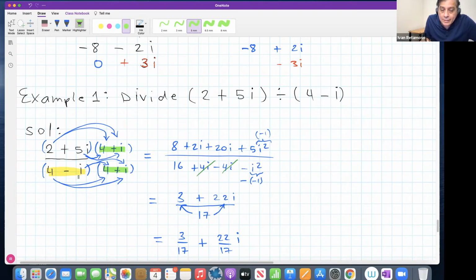But also here on the denominator, you will notice that the second term and the third term will always cancel. This is what happens when you multiply a complex number by its conjugate. And then you do the math, you simplify, get this. And from here, dividing 17 into 3 and into 22, you get this, right?